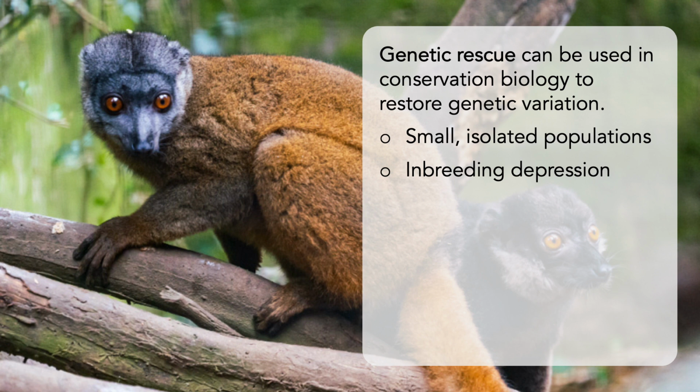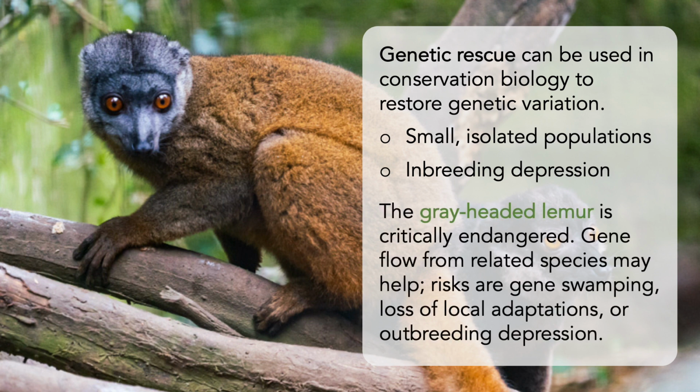Madagascar is a biodiversity hotspot, but faces unprecedented levels of habitat loss due to changes in land use. Sadly, 90% of lemur populations are currently in decline, and at least as many are threatened by extinction. The gray-headed lemur is critically endangered. Gene flow from related species may help in the conservation of the gray-headed lemur, but the risks include gene swamping, loss of local adaptations, and outbreeding depression. Outbreeding depression is an overall reduction in fitness that results from crossing two genetically distinct groups.